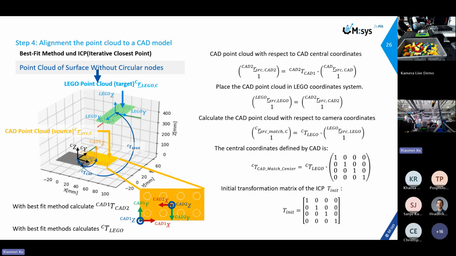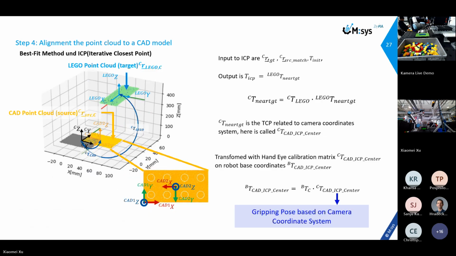The central coordinate defined by CAD is shown in the formula. The input to ICP is the blue point cloud, green point cloud, and identity matrix. So the output from the ICP is a transformation matrix from the near target point cloud based on the Lego coordinate system. With the ICP, we can obtain the TCP relative to the camera coordinate system and, transferred by the hand-eye calibration matrix, we can obtain the CAD in the robot-base coordinate system.